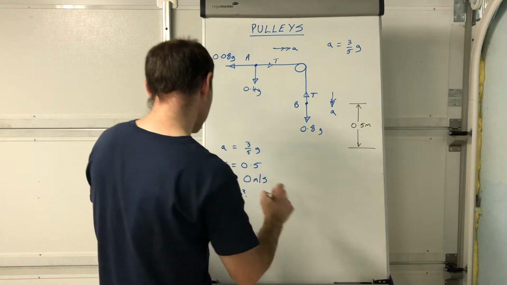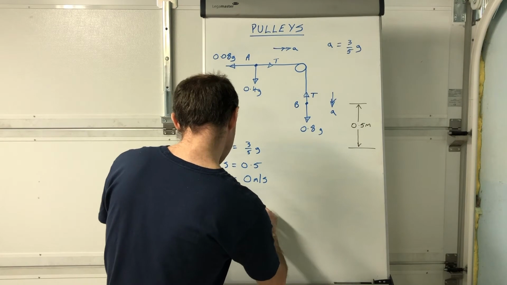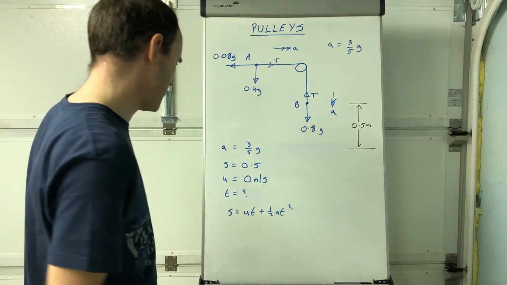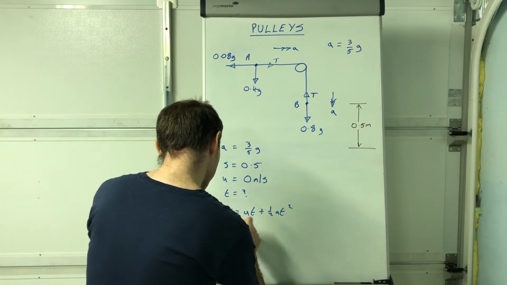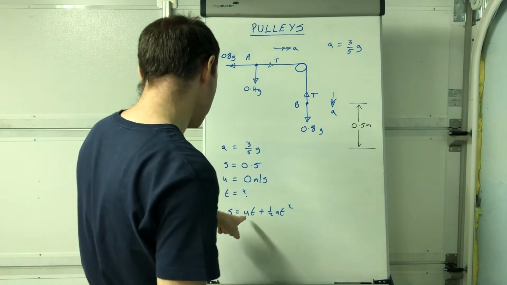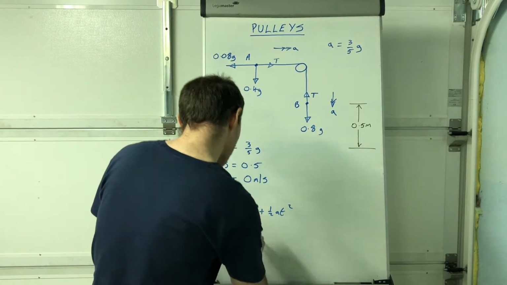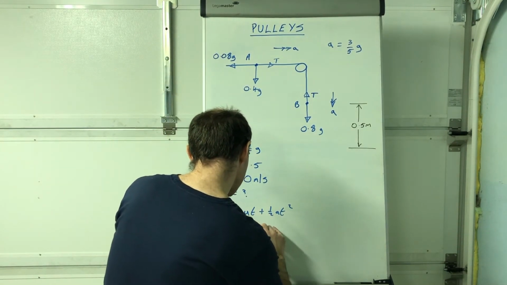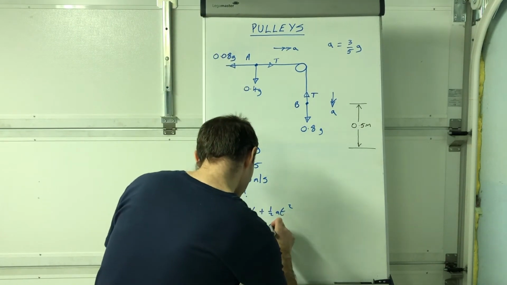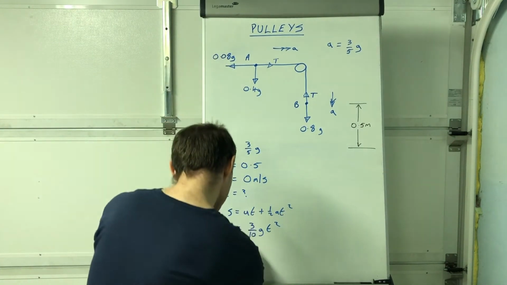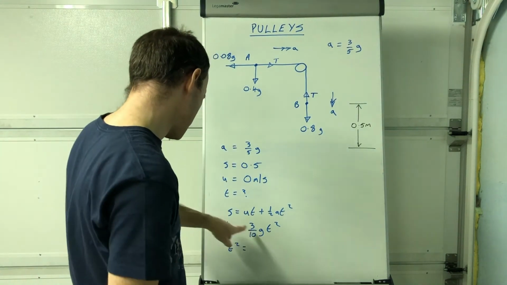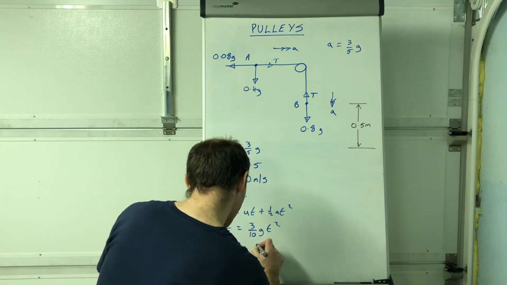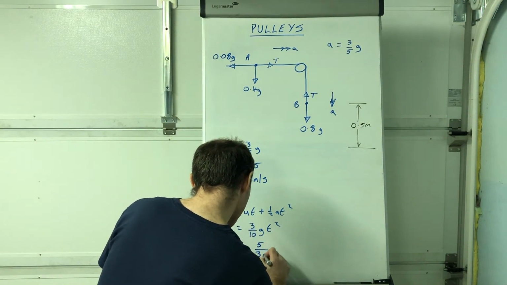So find T. S equals UT plus half AT squared. Again, that should do it, shouldn't it? Yeah, that should do it. So you've got S is 0.5, and there's a half, and you've got UT, so that's 0, and that's equal to a half times A, so that's going to be 3/10 G multiplied by T squared, and that's what we've got to find. So T squared will be, a half times 10, so that's 5 divided by 3, so 5/3, and we've got divided by G as well.